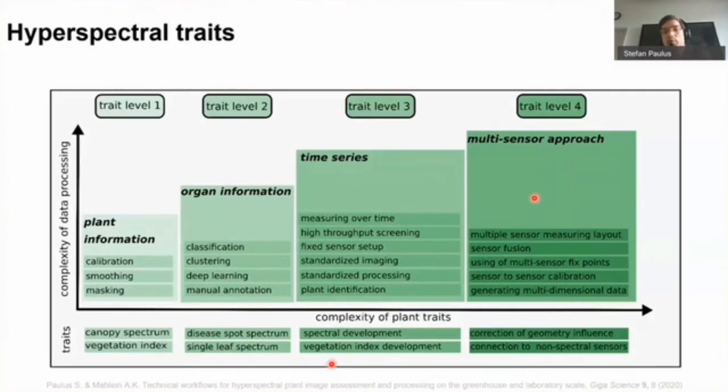Trait level 4 means we need a further sensor that supports our hyperspectral sensor, for example to reduce the effects of the geometry or the inclination. Then you can correct for the geometric influence. This means you have a multi-sensor setup. So these are the very common categories of hyperspectral traits.